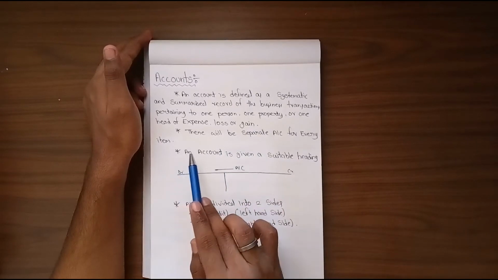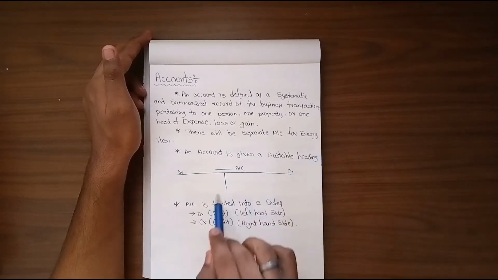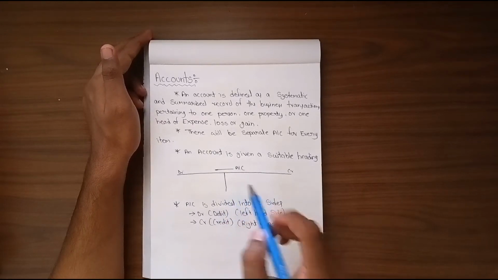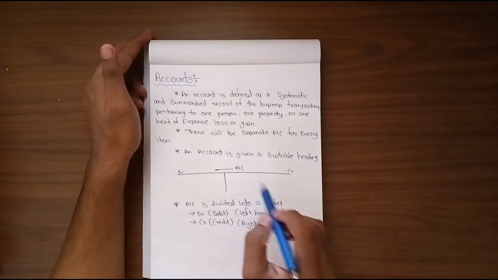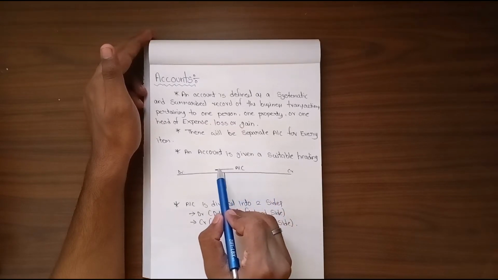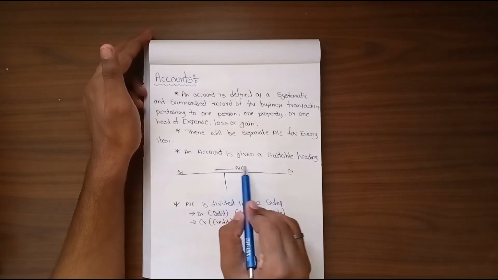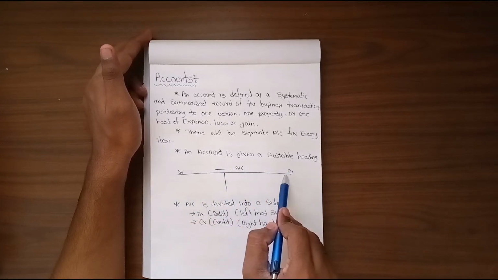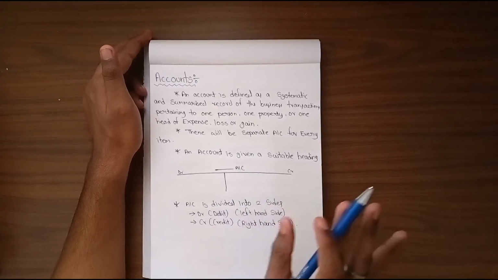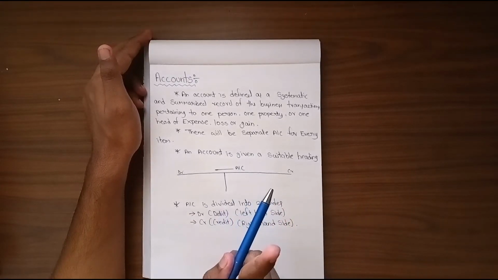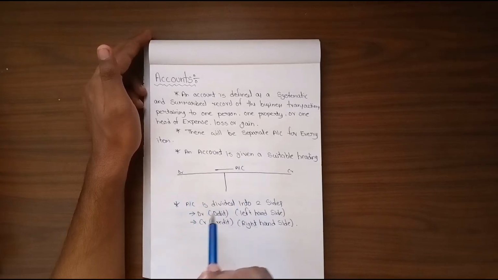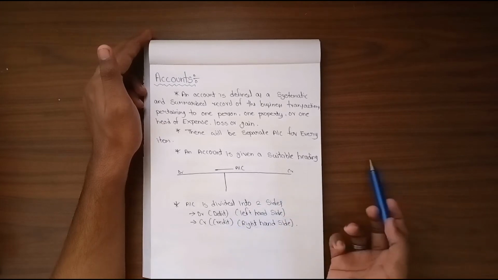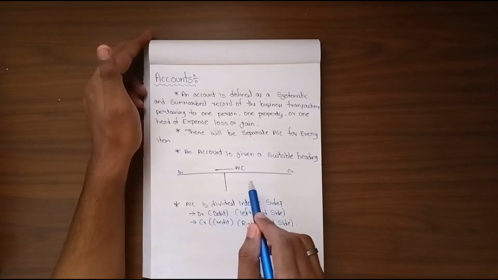Now, an account is given a suitable heading. I have prepared an example for your understanding. This is what an account looks like. Here there will be a machinery account, and it has two sides, one debit side and one credit side. In all transactions and all accounts, there are always two sides. One is the debit side, which we also call the left hand side, and the other is the credit side, which we also call the right hand side.